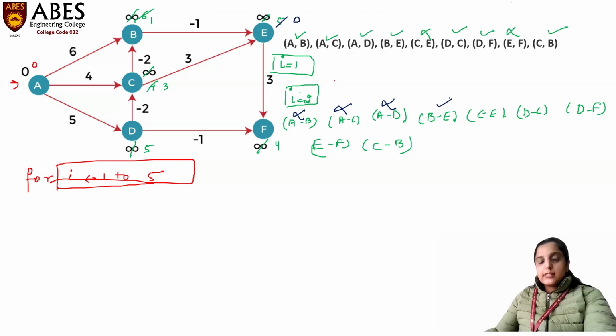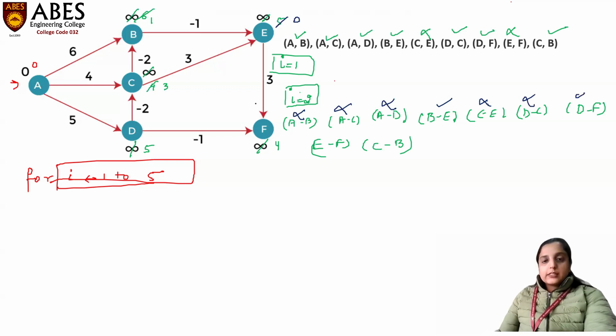So we'll update this. Next is CE. CE is 3 plus 3 is 6. No, not updated. Next is DC. DC is 5 minus 2 is 3. So we are not doing the updations again. It is already done. Next is DF. 5 minus 1 is 4.